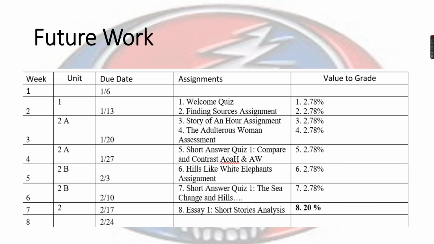Okay, so future work. That's this week right here. You're doing this week, and it's due on the 20th. Then you're spending all week answering the short answer quiz over these 2 stories, okay? Then you have a week to read Hills Like White Elephants and do the assignments. You have a week to read The Sea Change and to do this quiz again. And then we're going to have our short story analysis essay. You should go ahead and start looking ahead at all these assignments and planning out your days about what you need to do.